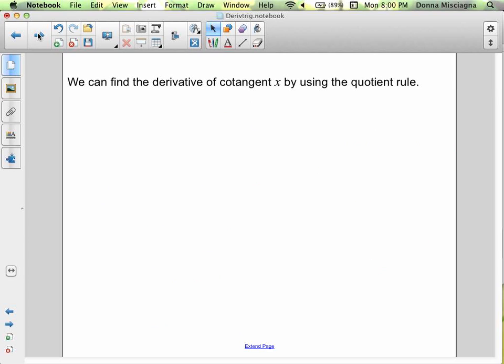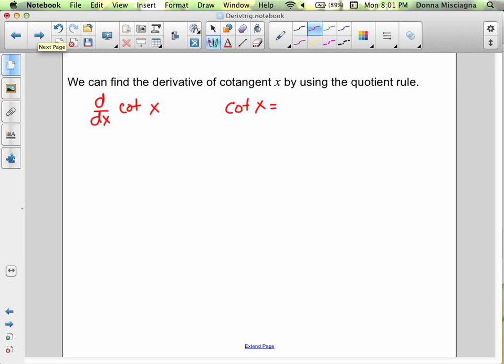We can find the derivative of cotangent x by using the quotient rule as well. And so we're going to differentiate, oops, not tangent x, we just did tangent x, cotangent x, by rewriting it. So cotangent x is equal to cosine x over sine x. I've got tangent in my brain, I guess. Cosine x over sine x.